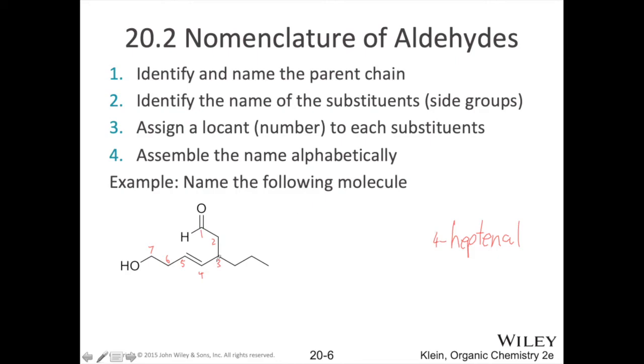All right. Anyway, let's name and number our other substituents. So we've taken care of the aldehyde. We've taken care of the alkene. We have a propyl group and an alcohol group, also known as a hydroxyl group, or we use the word hydroxy as a prefix when we put it in here. So hydroxy comes before propyl. So this would be 7-hydroxy.